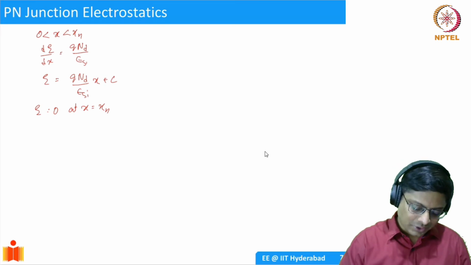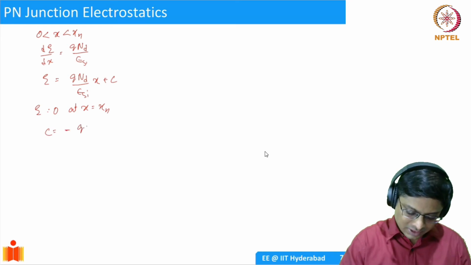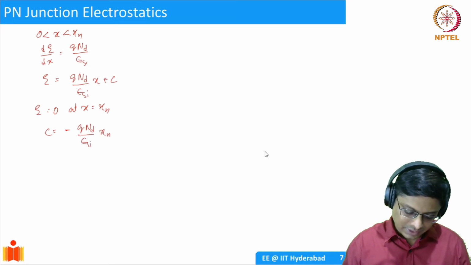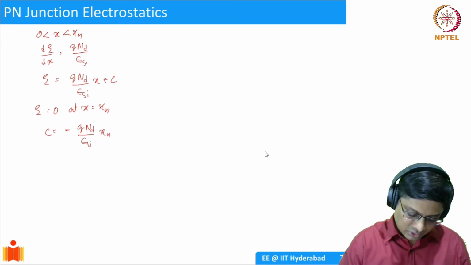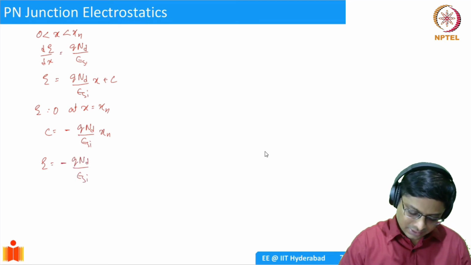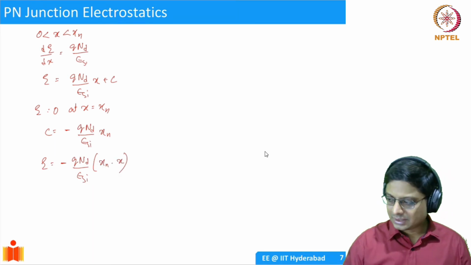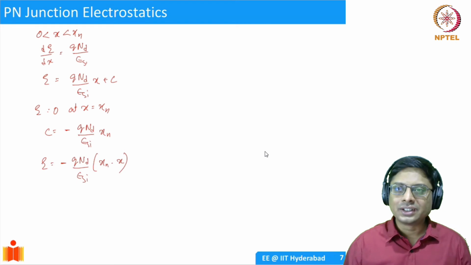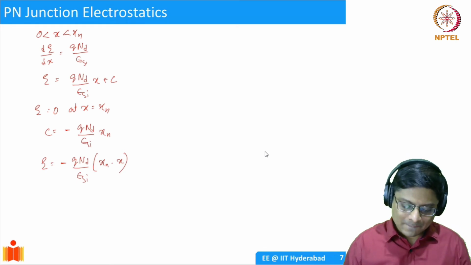So what happens? C is going to be minus q N_D by epsilon silicon times xn. So your field is going to be E equal to, I like to write it as, minus q N_D by epsilon silicon times (xn minus x). So this is the equation for the field.